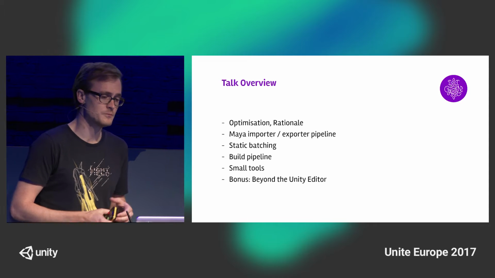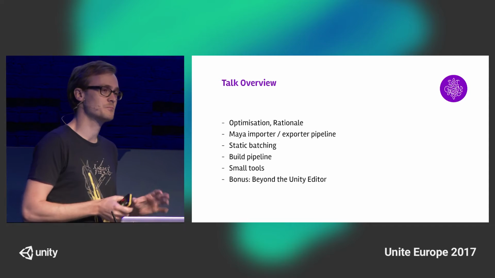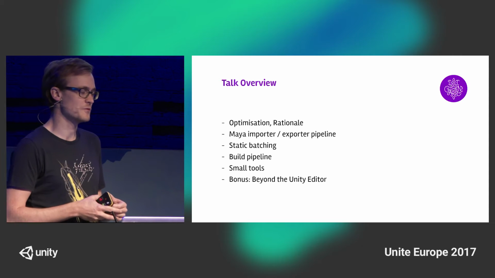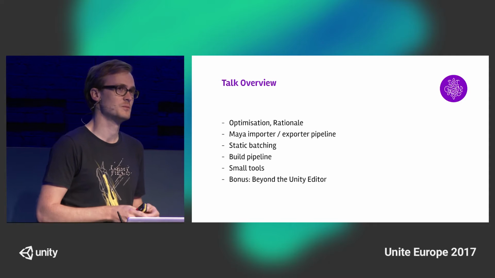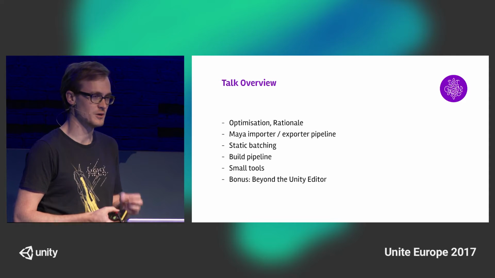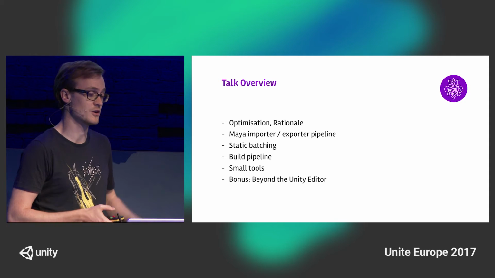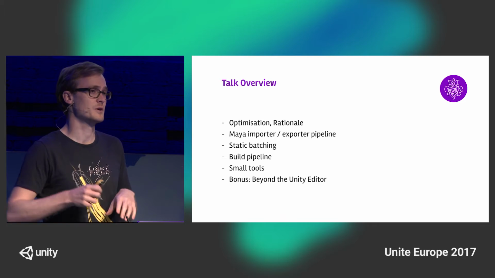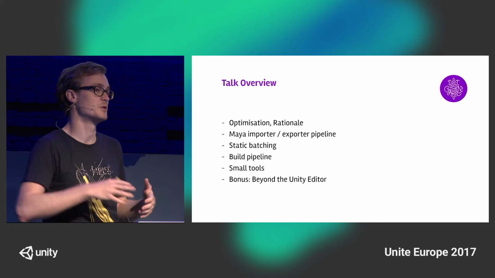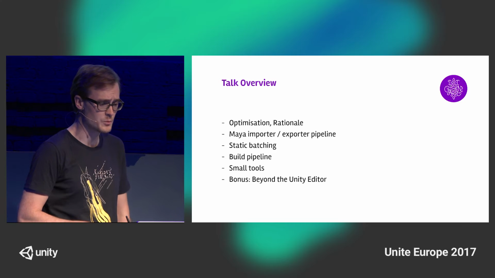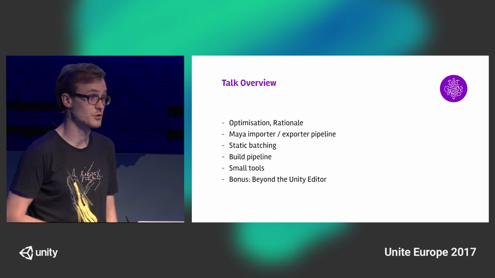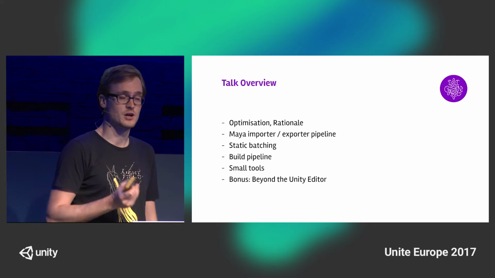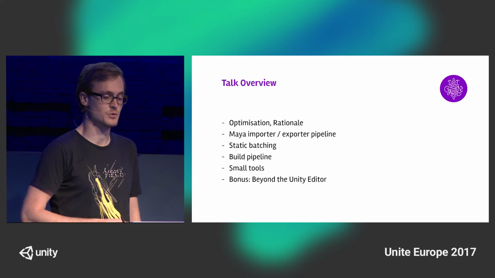Brief overview. First, I'm going to start out by giving you a bit of background about what we think is optimization and why we did the stuff. Then Matthias is going to talk about our Maya importer pipeline. We have a custom importer where we can import scenes from Maya and export them back to Maya. We have our own static batching solution. We have our own build pipeline. And there are a couple of other small tools, and there's a bonus stage as well.